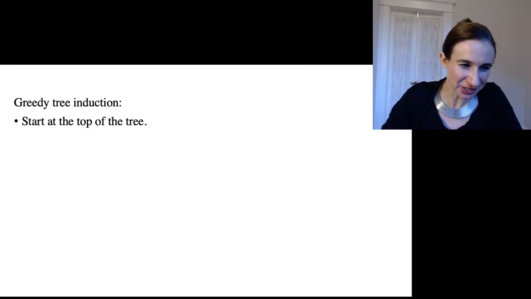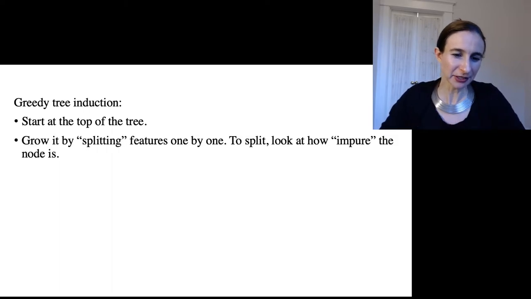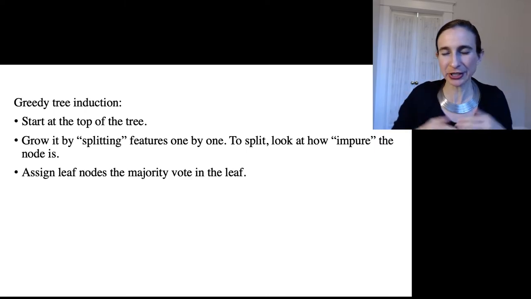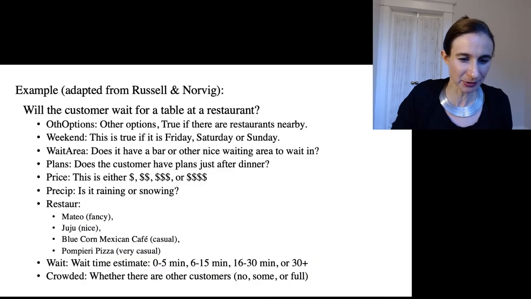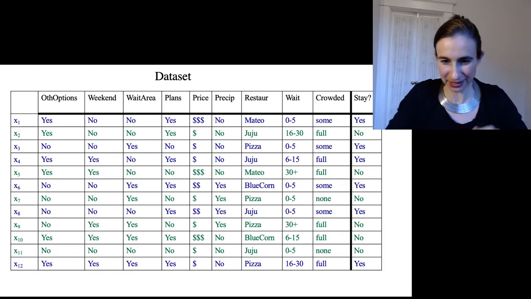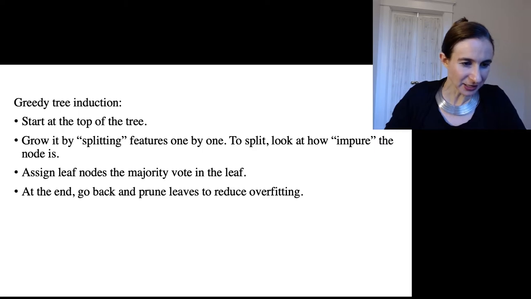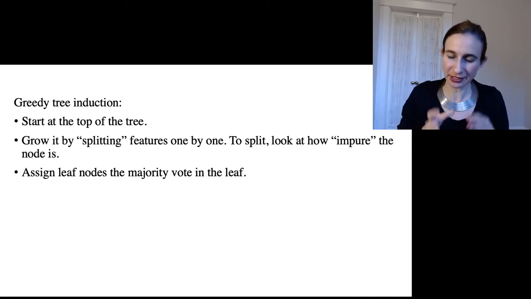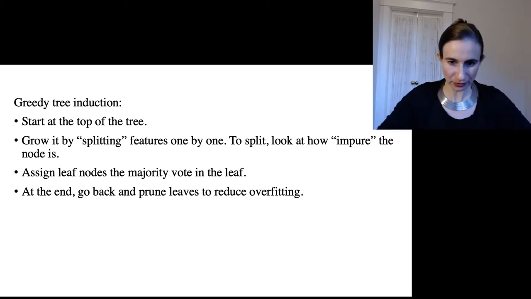Okay, so we'll do this greedy tree induction that I was talking to you about, where you start at the top of the tree and you grow it by splitting the features one by one. And to split, we're going to look at how impure the node is, and it's impurity with respect to the label. Oh, and the label, I forgot to tell you, the label is whether or not the customer will stay at the restaurant, which is the right column there. Okay, and then in the end, we assign the leaf nodes the majority vote in the leaf. So you take all the data that fell into the leaf, and then you assign the majority vote. And then at the end, we're going to go back and prune the tree to prevent overfitting.